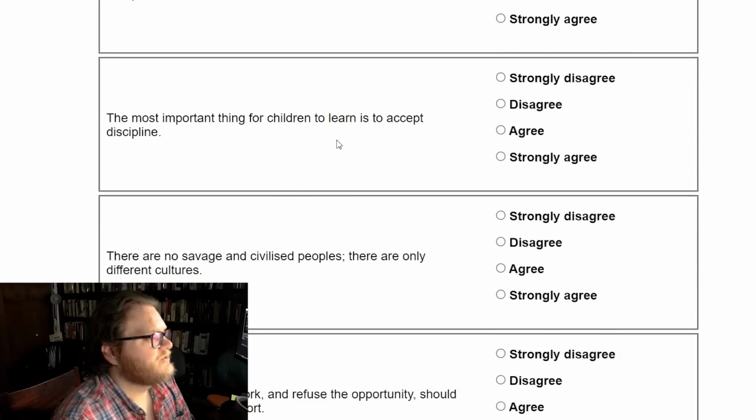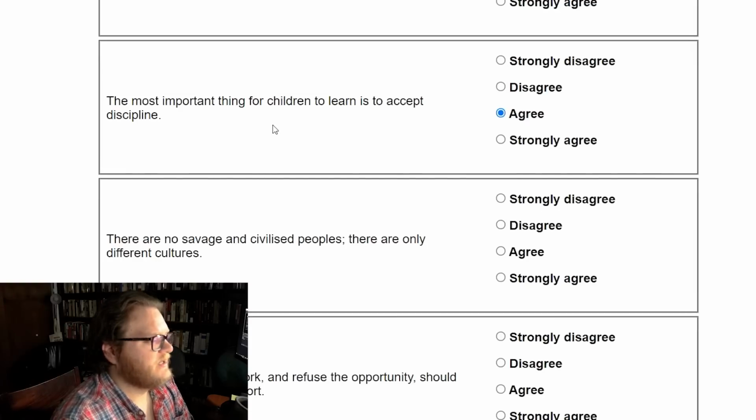The most important thing for children to learn is to accept discipline. Mildly agree. It's important to understand that there are rules in a society and that there are consequences to said rules, and that's what discipline is all about.